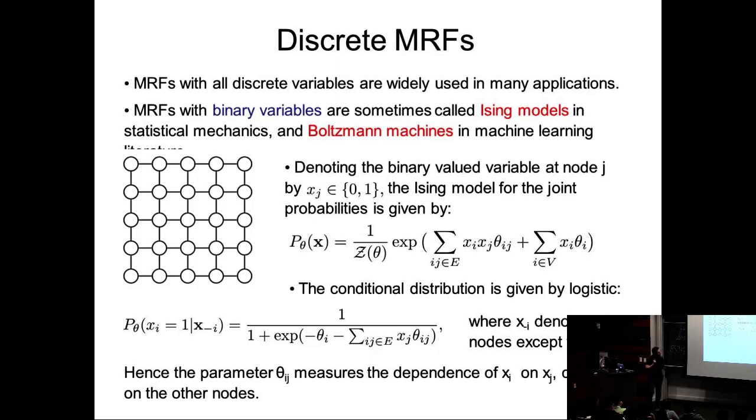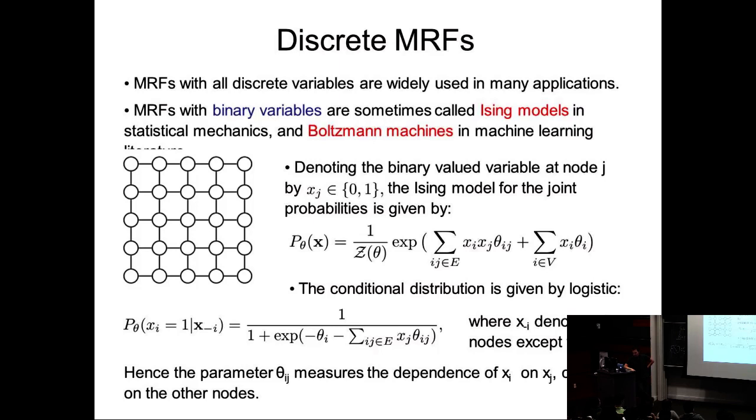So what does this particular potential tell us? If both of them are 1 and this theta ij is positive, then this is going to contribute to having a higher probability. Right? So you're basically saying, if two random variables are ones and the parameter between them is positive, then that's good. Right? So that's just the definition.